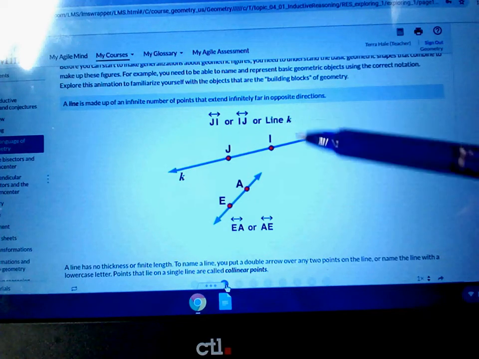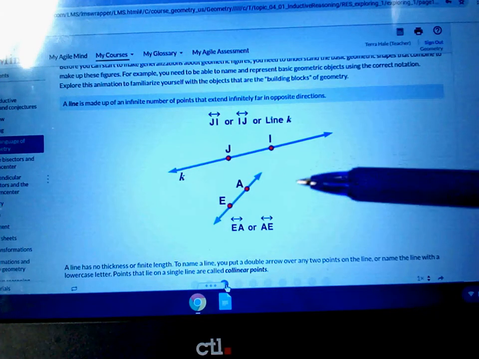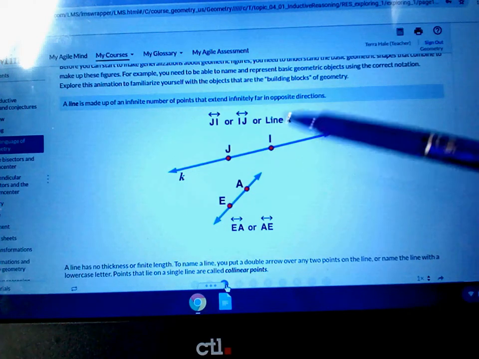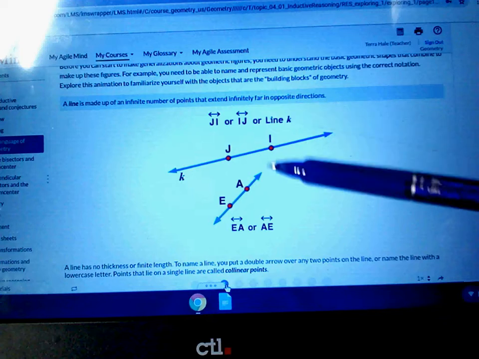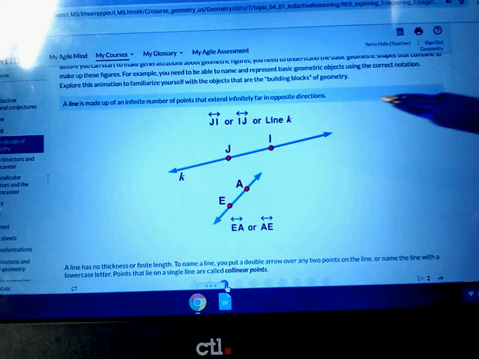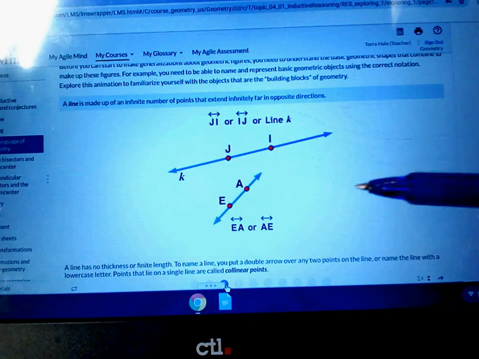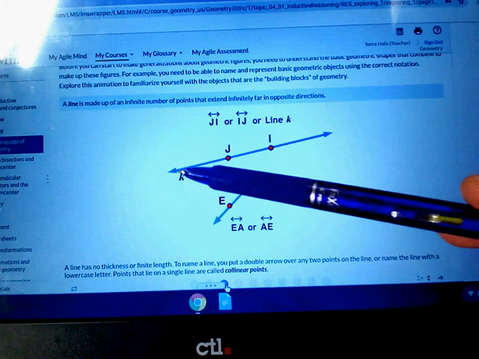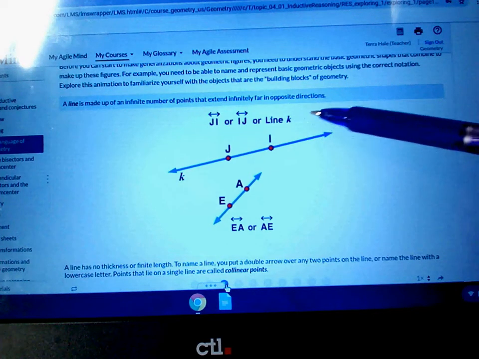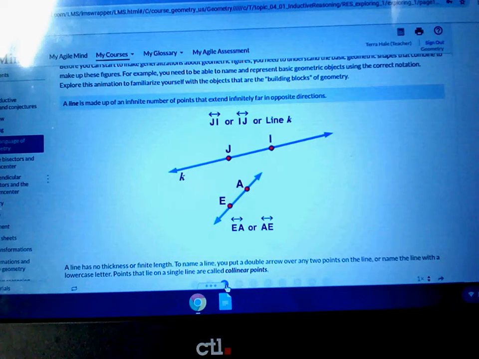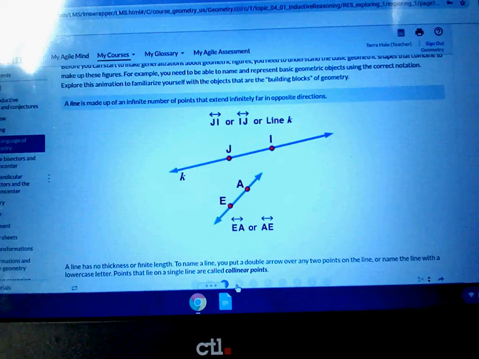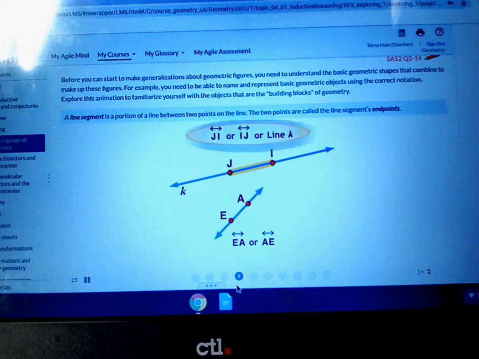Now you cannot name a line by 1 point on it. So I can't call this line I. There are infinitely many lines that could go through point I. I could draw a line here, I could draw a line here, here. I could keep drawing all these lines through point I. So I can't just name a line by 1 single point. You have to use 2 points to name a line. This is not a point. That's like the line's name, like giving it a name. So its name is line K. Okay, lines do not have any thickness, and again, they do not have a length at all that we can measure. They go on forever. They have infinite length.